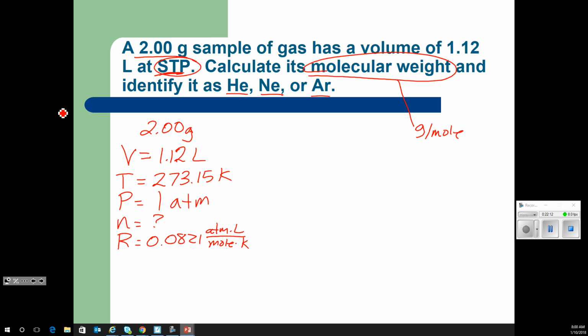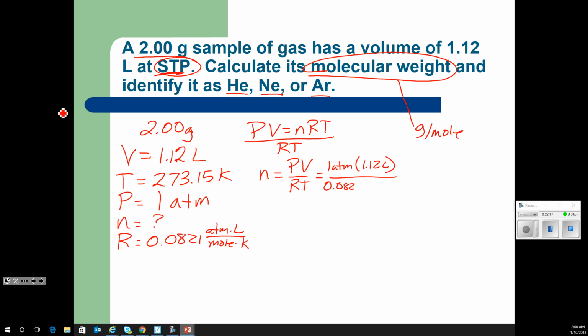Okay, so this time I'm looking for n. PV equals nRT, so divide both sides by RT, right? So then we've got n is equal to PV divided by RT. Plugging in, we've got 1 ATM times 1.12 liters divided by 0.0821 atmospheres times liters divided by mole times Kelvin, times 273.15 Kelvin on the bottom. Going through and double checking that units cancel and give me what I want.